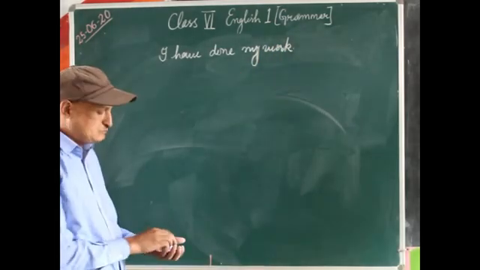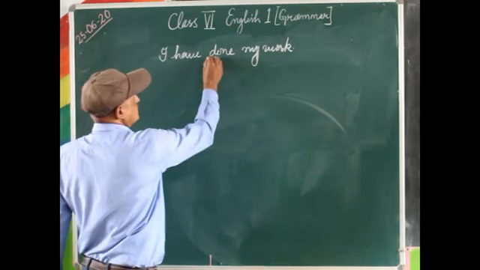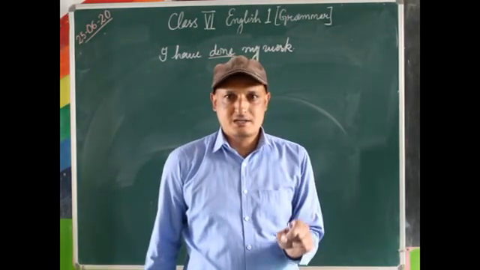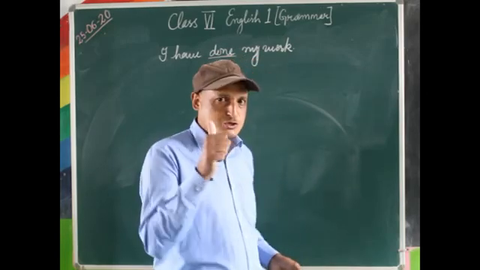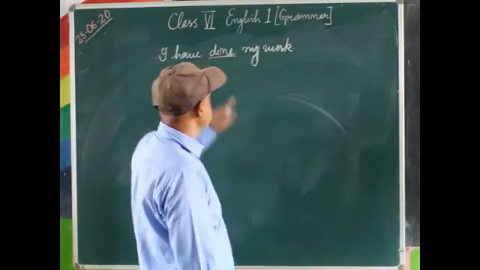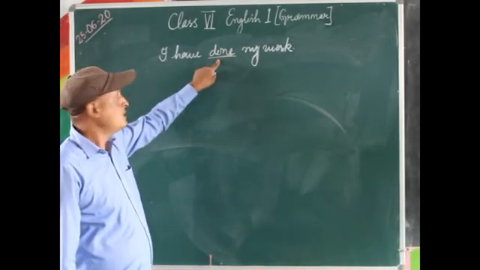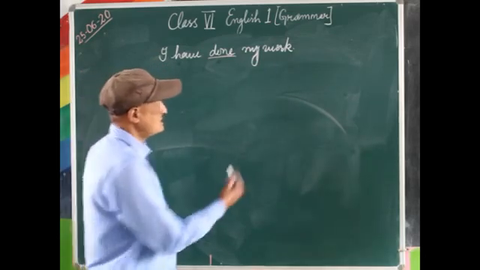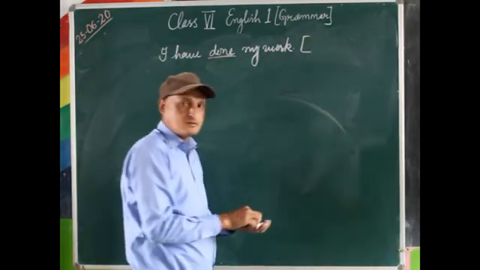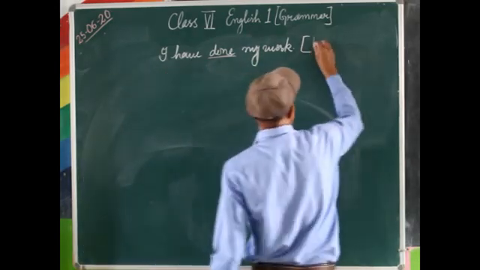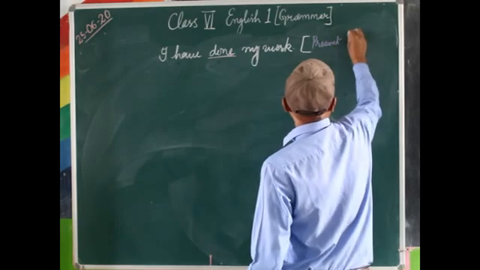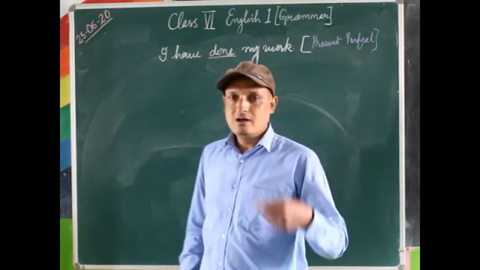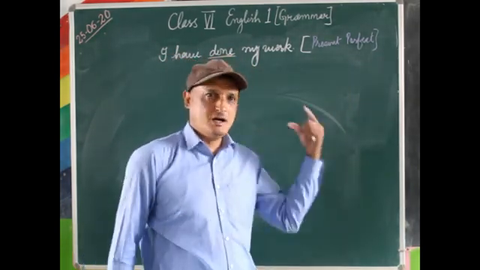I have done my work, which is the verb done. Okay, so done is the past participle of do. Do, did, done. Since we have used the past participle and we have a helping verb have, though it's the first person, this sentence is in which form? Present perfect. Got it?